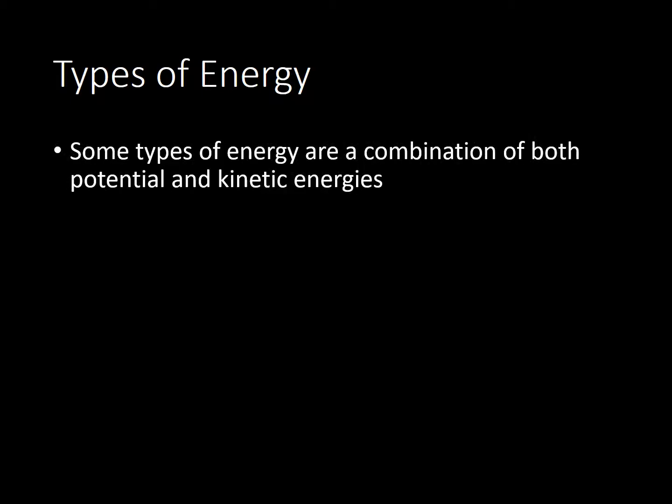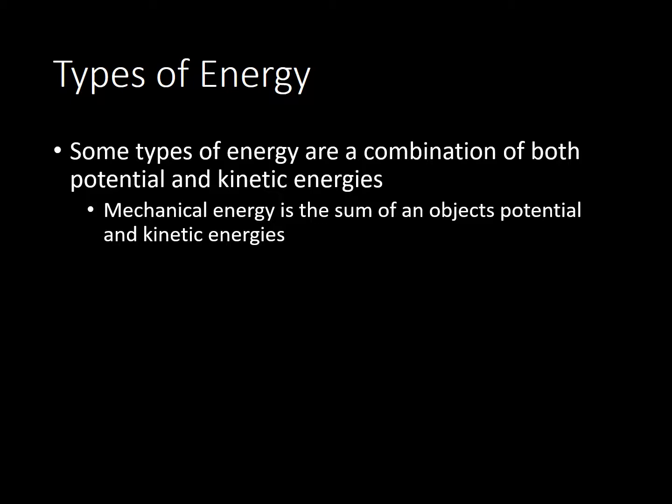So now there are also a couple of types of energy that are combinations of both kinetic and potential energy. Mechanical energy is the sum of the kinetic and potential energies of an object. So if you are walking on a balance beam, or a bird is walking along a wire, like a telephone wire, that would be an example of having mechanical energy, because it's both moving and it's above the ground, so you have both kinetic and gravitational potential energies.